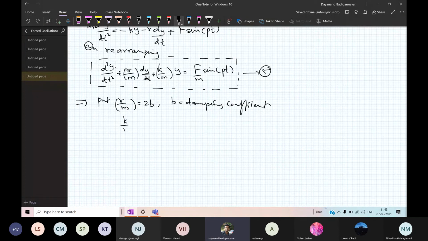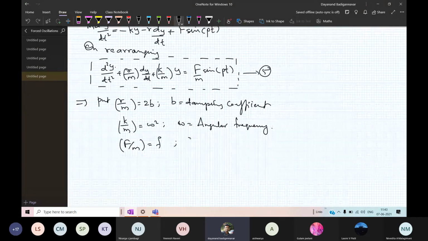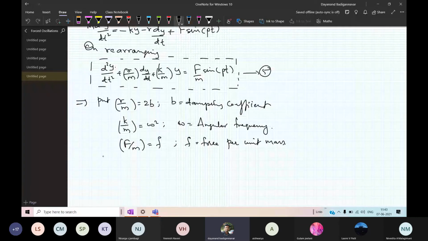K by M is equal to omega square, where omega is the angular frequency. Then capital F by M, there is a new term, capital F by M is small f. It is called the force per unit mass. Now you write equation number 5.